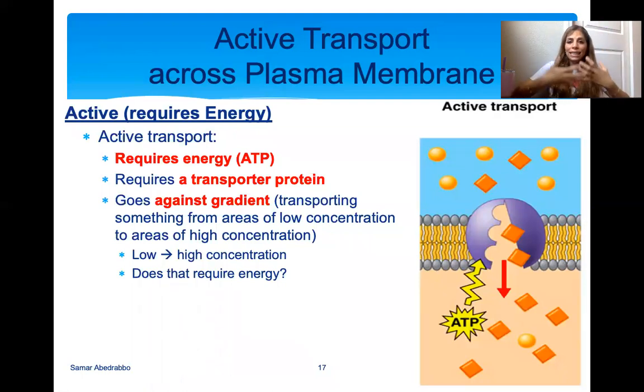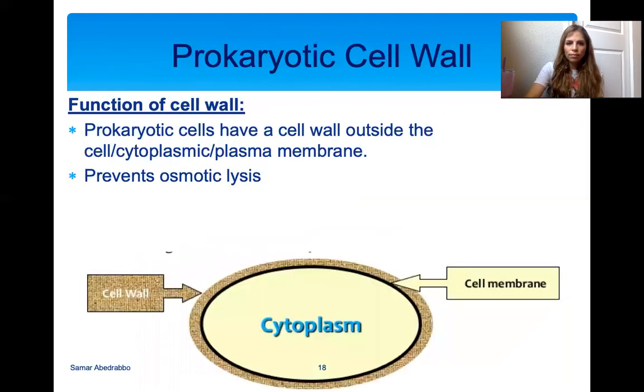they're going against the gradient. So they're going from low concentration to areas of high concentration. And whenever you're going from low concentration to high concentration, this requires a lot of energy. So that's what active transport requires. It's three things. It requires energy, it requires a protein in the cell membrane, and molecules are going against their gradient, meaning they're going from low to high concentration.